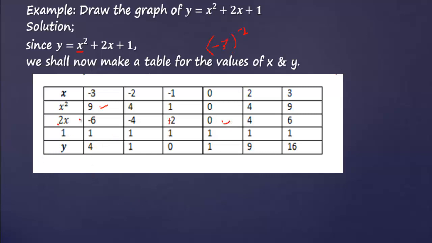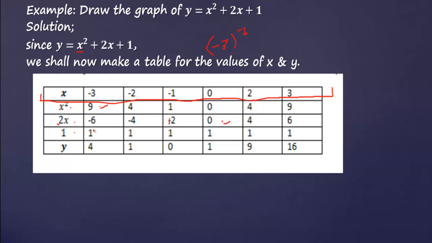When you have done it, you now add these 3 together. Don't add the line up. Don't add this one up. Don't add this one. Just add this one. 1, 2, 3. So add 9 minus 6 and 1.